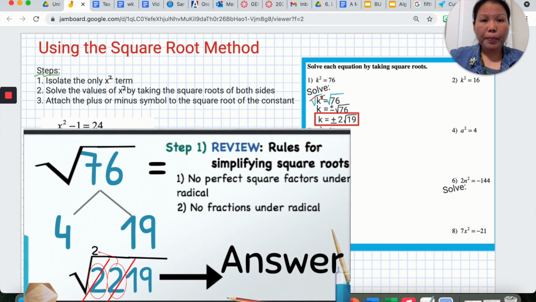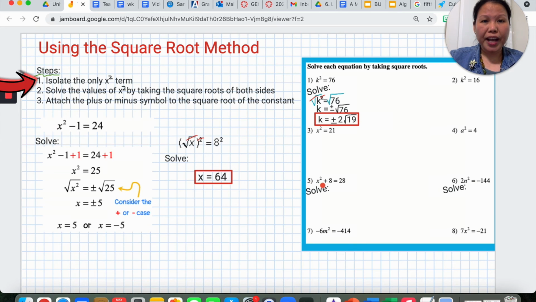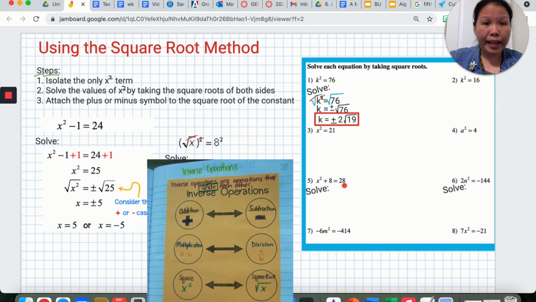The next problem I'm going to do is number 5. We have x squared plus 8 equal 28. What I do is I will isolate the variable term first. And you will notice that I didn't have to do that step in number 1 because the variable term is already by itself, or isolated. So what I will do is the inverse of adding 8. I do minus 8 to both sides.